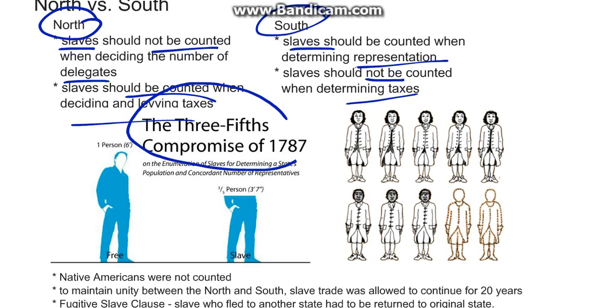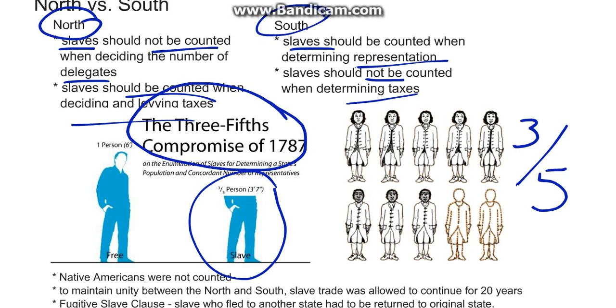The compromise between the North and South was called the Three-Fifths Compromise. And basically, what it decided was that 3 out of every 5 slaves would be counted. That a slave was 3/5 of a person. Native Americans were not counted at all. And to maintain unity between the North and South, the slave trade was allowed to continue for 20 years, and a fugitive slave clause was put into effect, which said that slaves who fled to another state had to be returned to their original state.